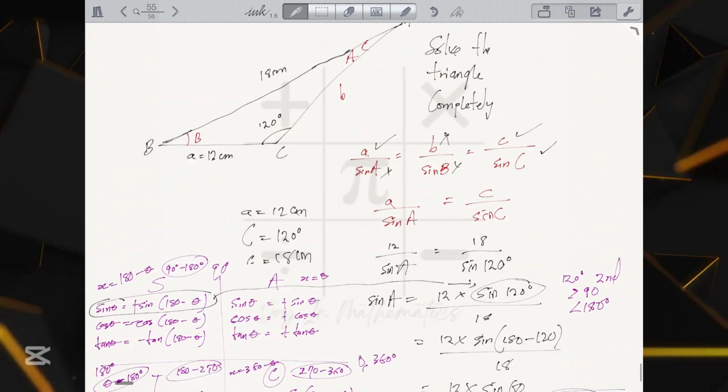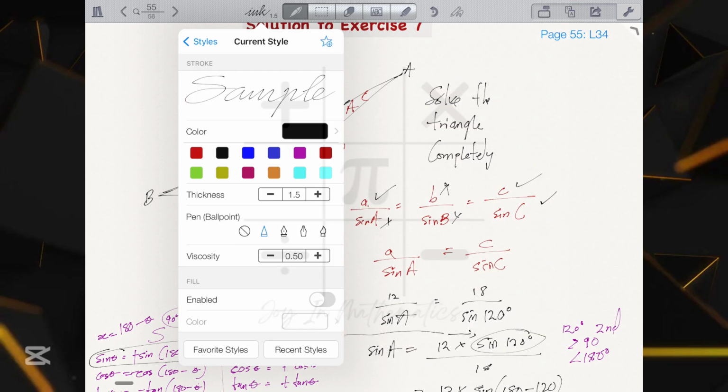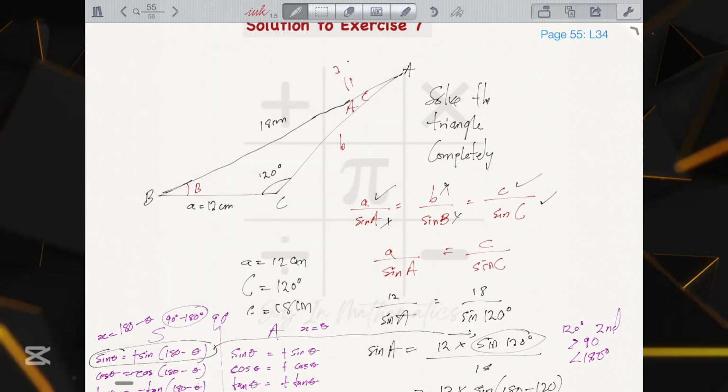So now we have evaluated A. A in the question is 35.26 degrees. Now without further ado, we have to evaluate B.